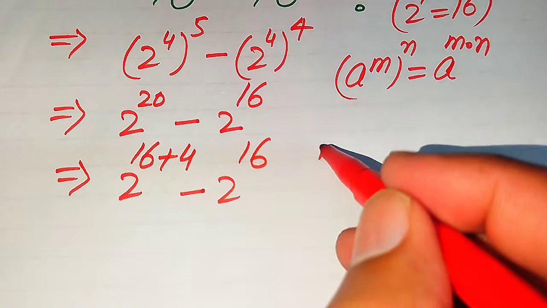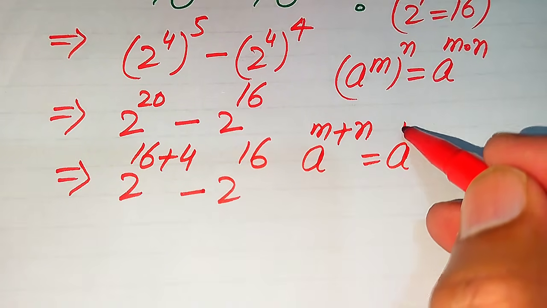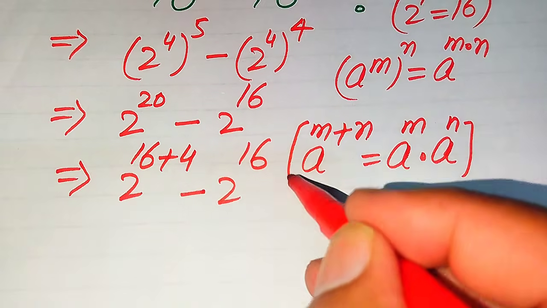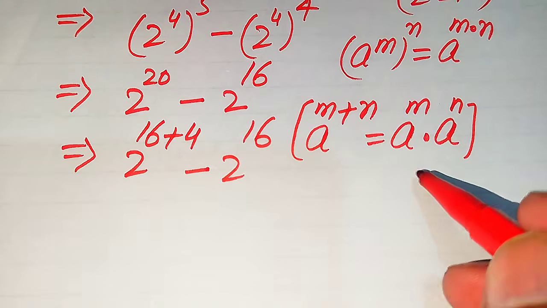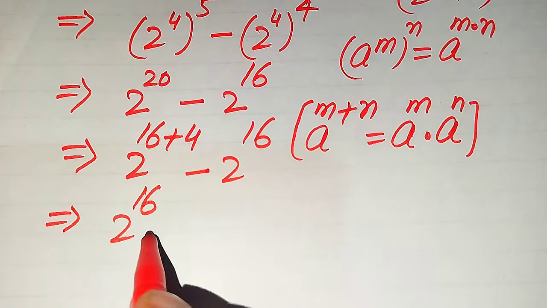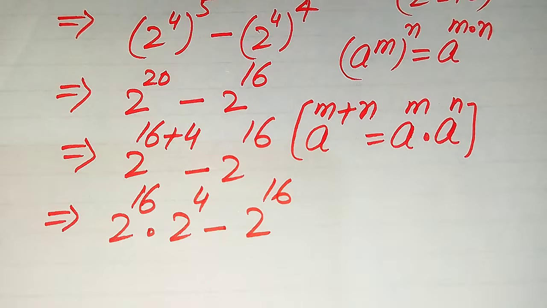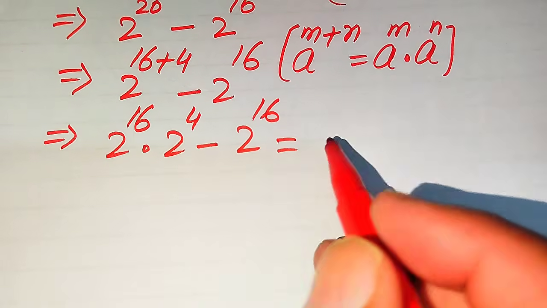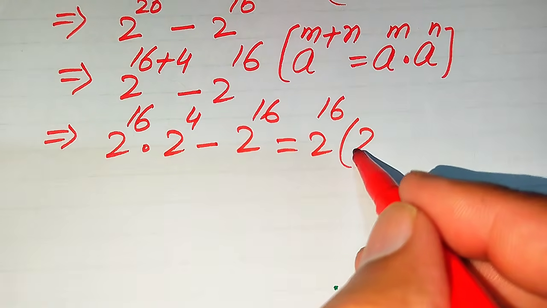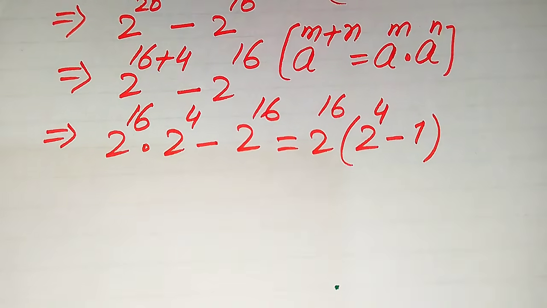So here we use another exponential law. If we have a to the power of m plus n, it is equal to a to the power of m multiplied by a to the power of n. According to this rule of exponents, we break these two exponents and it will become 2 to the power of 16 multiplied by 2 to the power of 4, minus 2 to the power of 16. Here you see that 2 to the power of 16 is a common term. So when we take common 2 to the power of 16, the remaining values are 2 to the power of 4 minus 1.